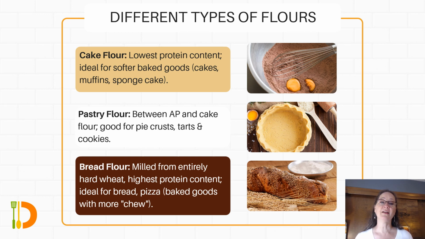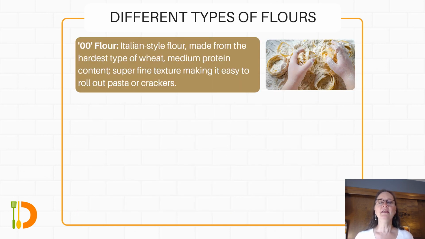Next, we have bread flour. This is milled from entirely hard wheat, with the highest protein content. It's ideal for breads, pizza, and baked goods that have more chew to them. Now, double O flour is an Italian style flour. It's made from the hardest type of wheat. It's medium protein content and super fine texture, making it easy to roll out for pasta or crackers.